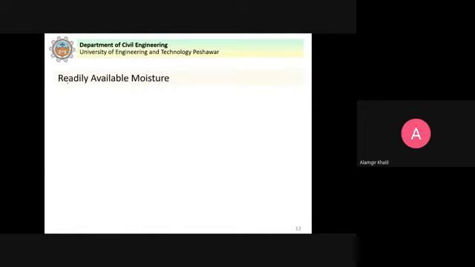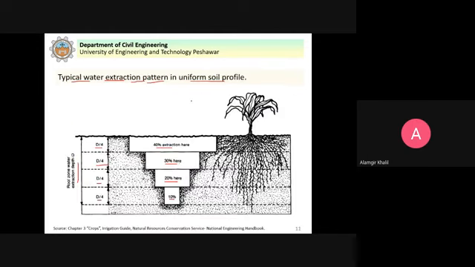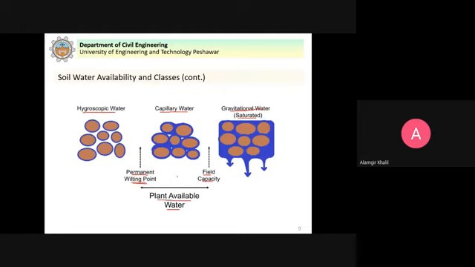Next, we discuss a few terms. Readily available moisture is that portion of the available moisture that is most easily extracted by plants, and is approximately 75 to 80% of the available moisture. Now what is the available moisture? We already talked about here that between the field capacity and the wilting point, this will be the available moisture to the plants.